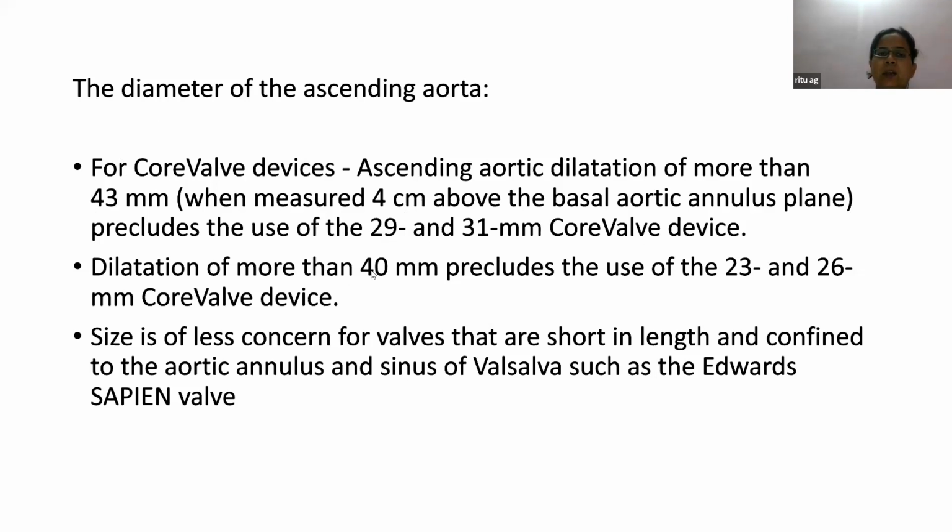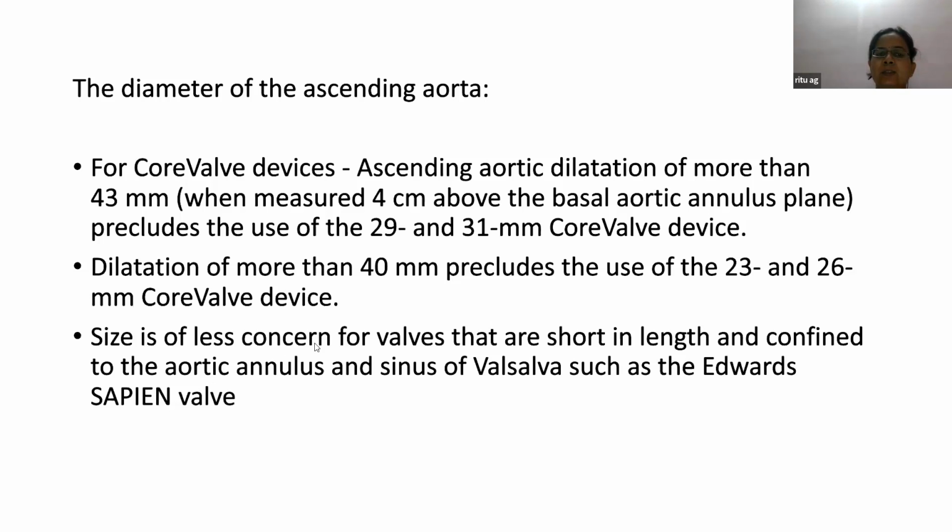And if the diameter of the aorta is more than 40, then we cannot use a 23 and a 26 mm device. So for a radiologist, you must clearly measure the aortic sinus, the sinotubular junction, the mid-ascending aorta, and the distal ascending aorta in a very true axial plane.